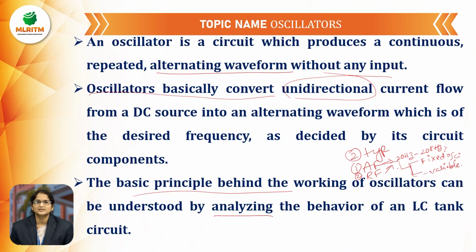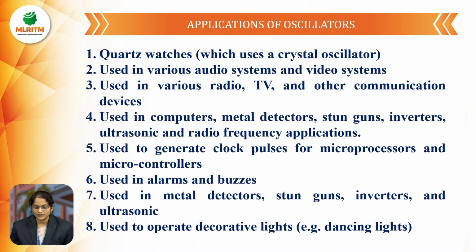We are going to get the desired frequency with the help of this variable frequency oscillator. These are the two types of oscillators in the AF. Okay, next, what are the applications of the oscillator?